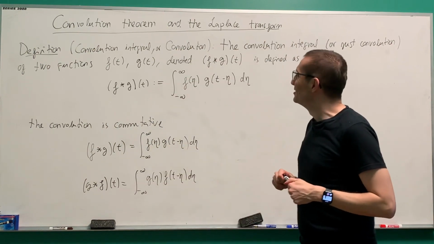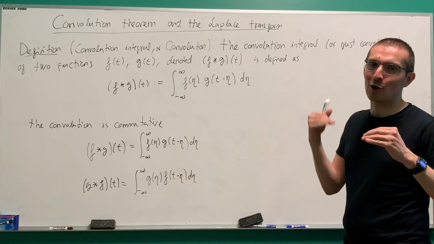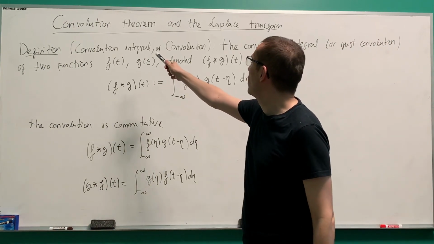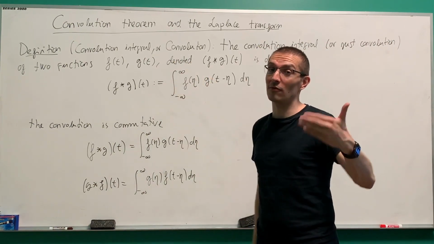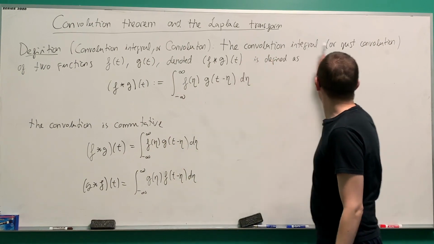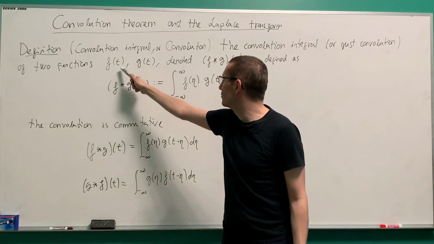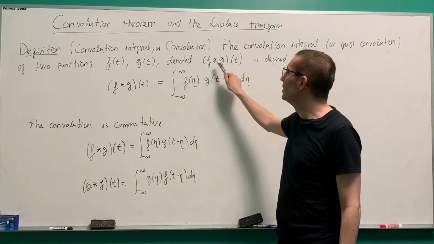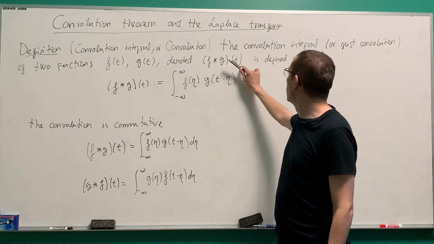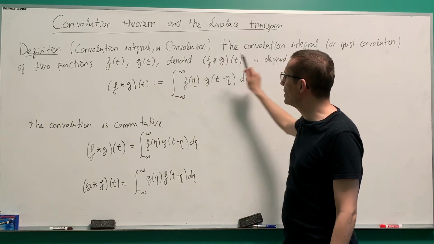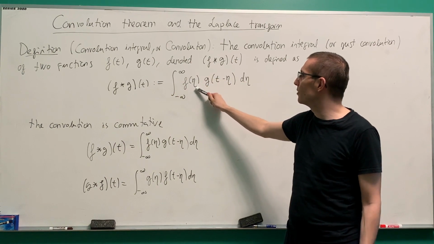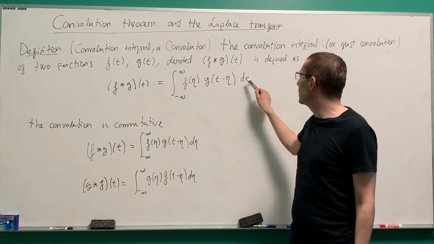All right. So what is it? First, let's see the definition, the cold hard definition, and then we'll get some understanding about it. The convolution integral, also called convolution, sometimes convolution product, is of two functions, f of t and g of t. It's a new function that we denote f star g. So this is the convolution between the two, a new function of t, and it's defined as, that's the definition, the integral from minus infinity to infinity of f of eta g of t minus eta d eta.